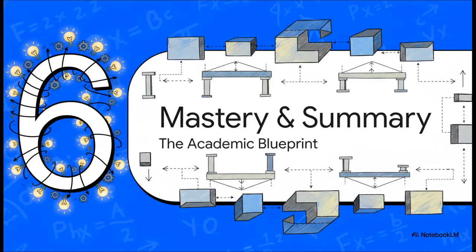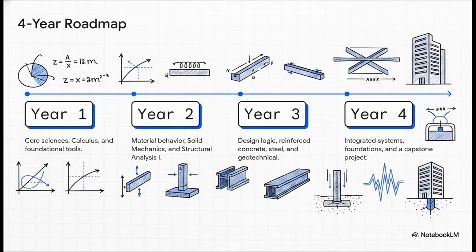Section 6. Mastery, Summary, and References. The Academic Blueprint. So how does a young engineer learn to actually command all these forces? Well, we map the pure mechanics we just discussed directly onto the 4-year roadmap of a civil engineering degree. In year 1, students build the mathematical language and applied physics required to even perceive these invisible forces. Year 2 dives straight into mechanics of solids, learning exactly how materials stretch, bend, and yield.